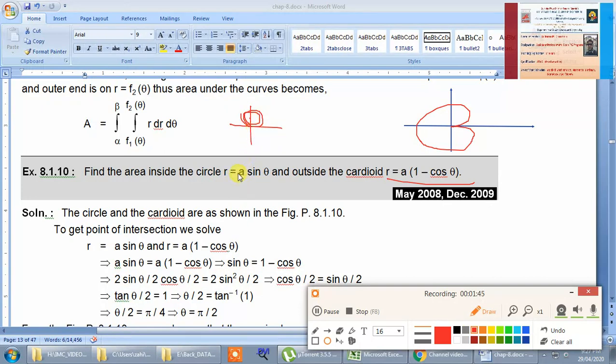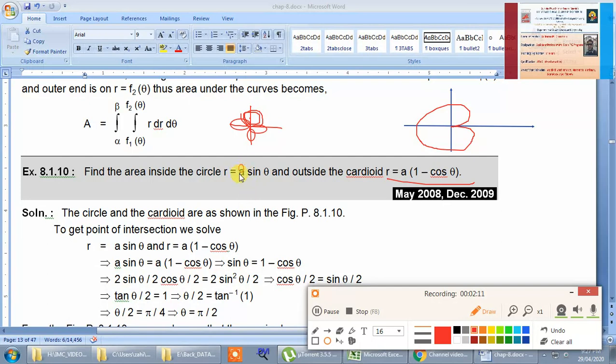If you have a minus sign, the circle will be on the negative y axis. If it is cos theta, it will be on the positive x axis. If it is minus cos theta, it is on the negative x axis. And if the coefficient is a, the radius is a by 2. If it is 2a, the radius is a. If it is a by 2, the radius is a by 4.